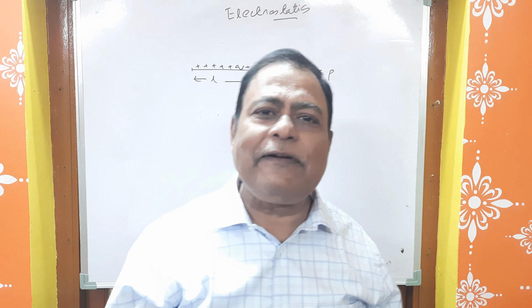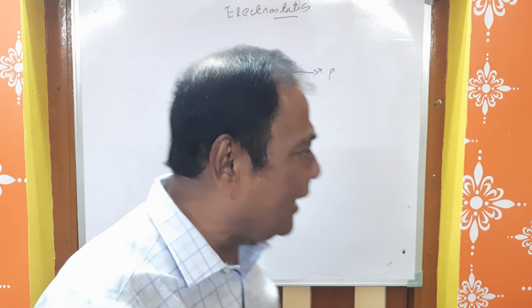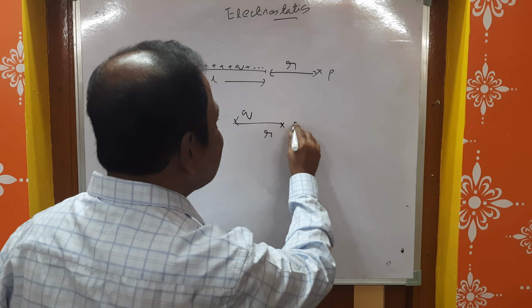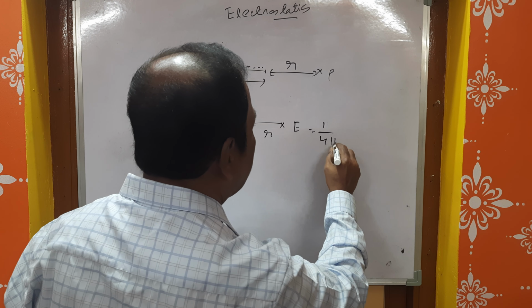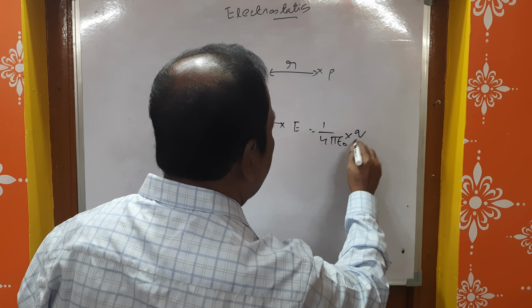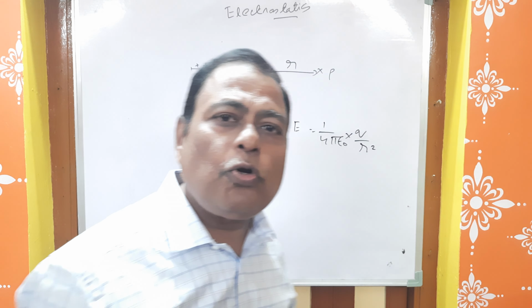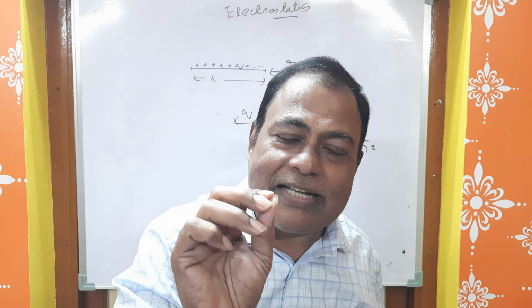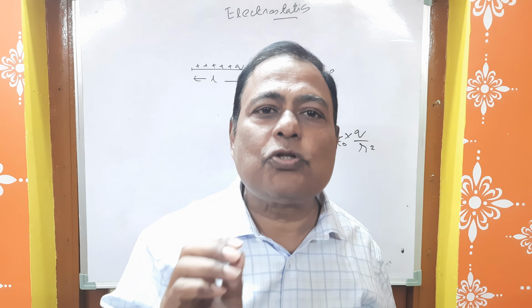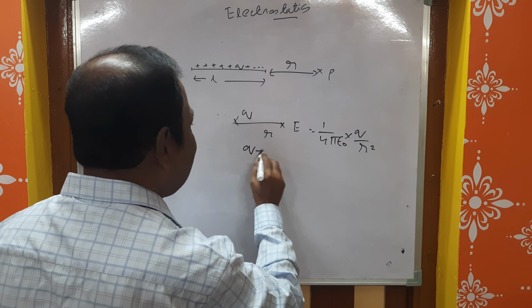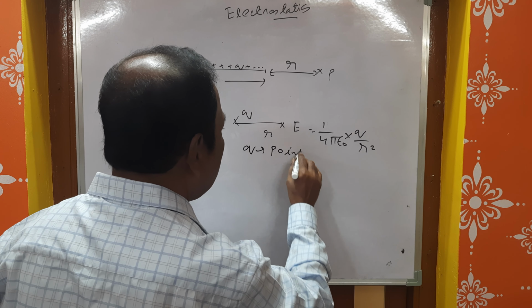I told you in my previous lectures, for a Q charge at distance R, the intensity formula is 1 by 4 pi epsilon naught into Q by R square. In this formula, Q should be treated as a point charge. Point charge means charge confined to a very small zone.